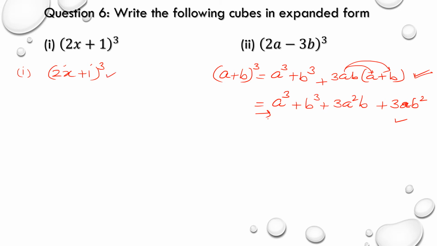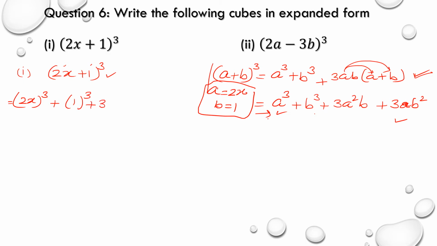Now if you compare this with this identity, on comparing you can easily see in place of a we have 2x and in place of b we have 1. So 2x plus 1 whole cube can be written as a cube plus b cube plus 3a square b, a square into b, plus 3a into b square.